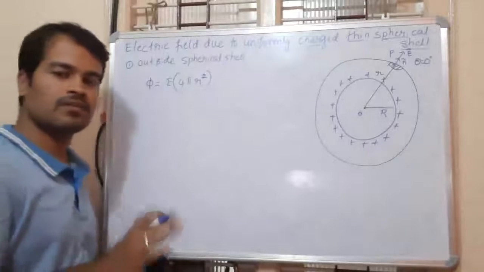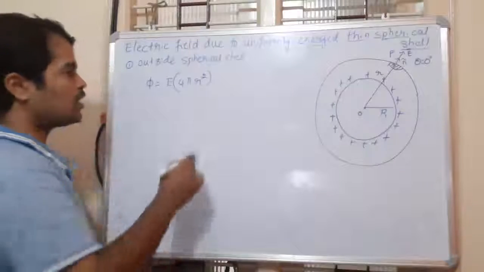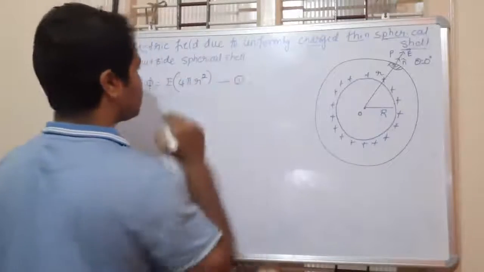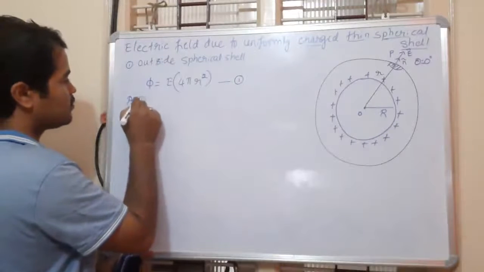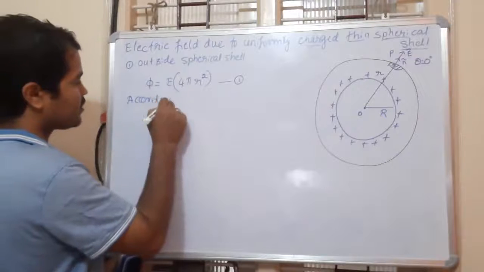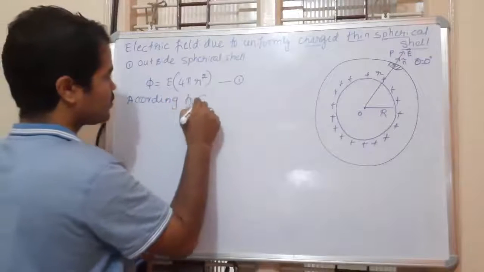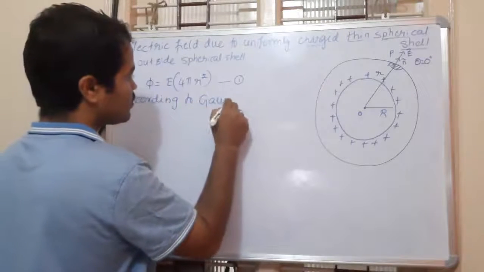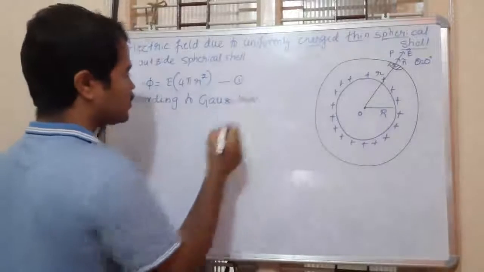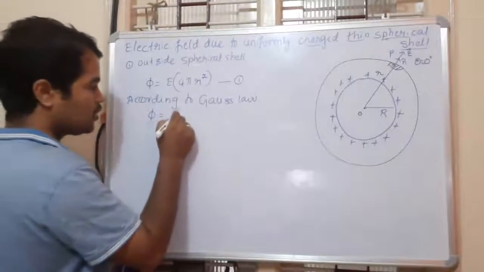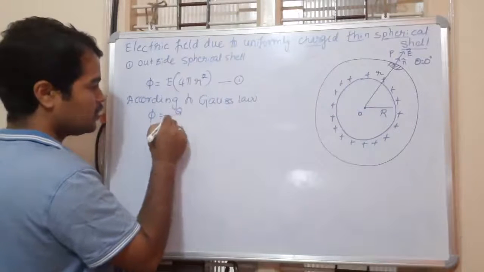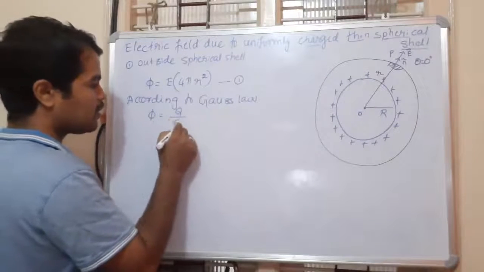That is electric flux, we got it now. Let me call it equation number 1. Now, according to Gauss theorem, according to Gauss law, what is it saying? Total electric flux equals total charge, that is Q, divided by epsilon naught.